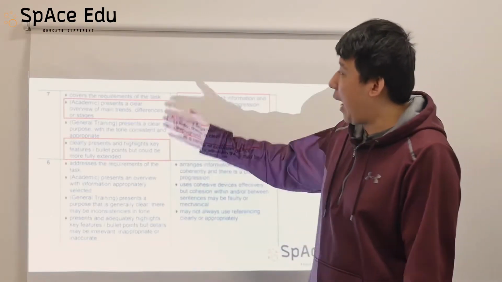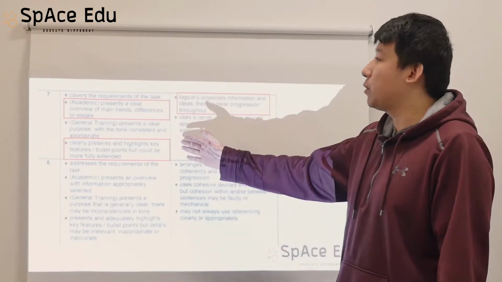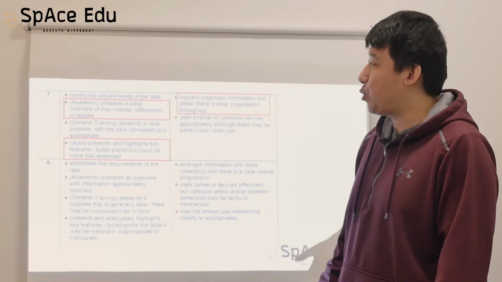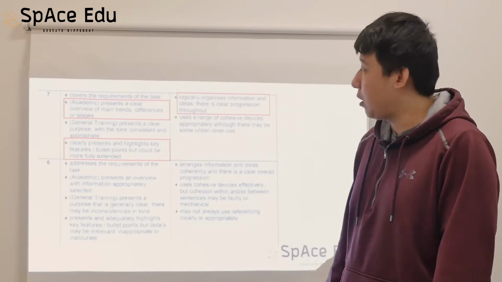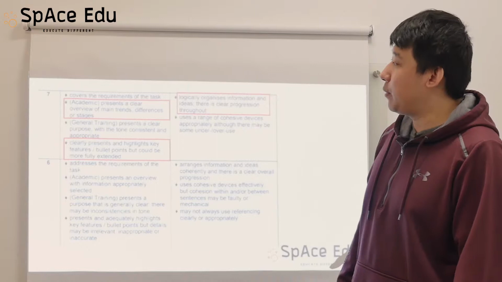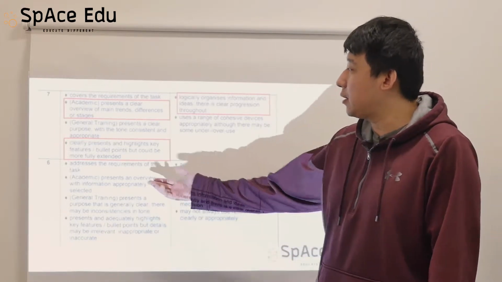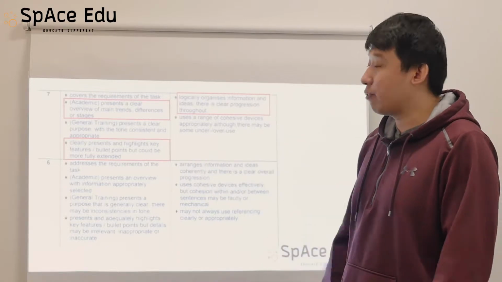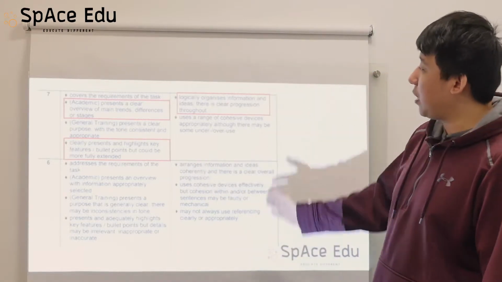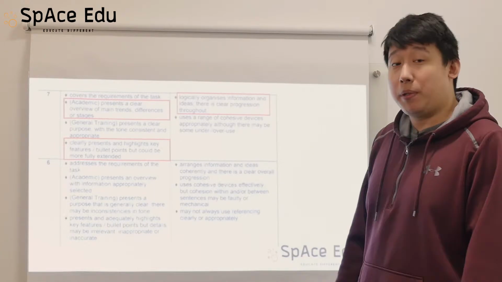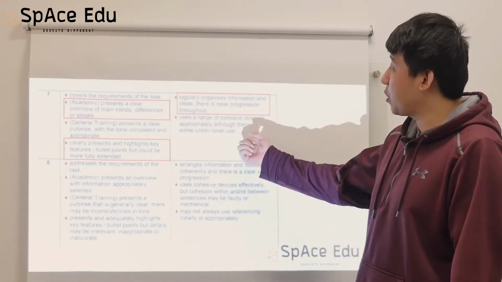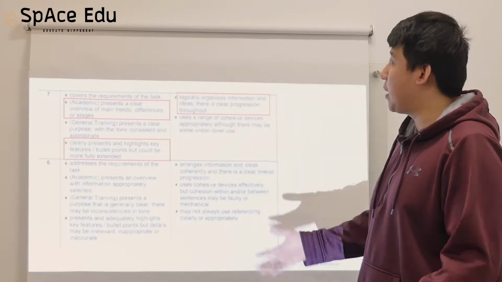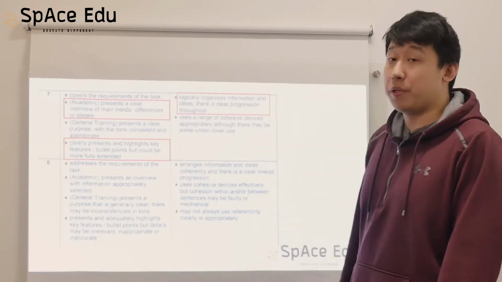As you can see, under the first item, the examiners want the candidate to present a clear overview of main trends, differences, or stages. At the same time, the examiners expect candidates to clearly present and highlight key features, bullet points, but could be more fully extended. Under the second item, the examiners expect candidates to logically organize information and ideas, and there should be a clear overall progression throughout.